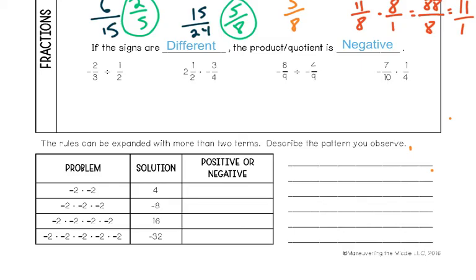And then if you want to, you can look at this section down here for the rules of positive and negatives. But there's a pattern that you'll be able to figure out, but you don't have to do that if you don't want to. All right, guys, that's it.